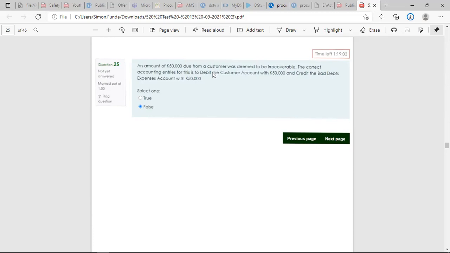Then that customer who was owing the 50,000 is no longer going to pay. So why should we keep him? A customer usually maintains a debit balance. So if you want to write off the balance of 50,000, you credit the customer and debit the bad debts. It's clear? Is it okay? Very clear.